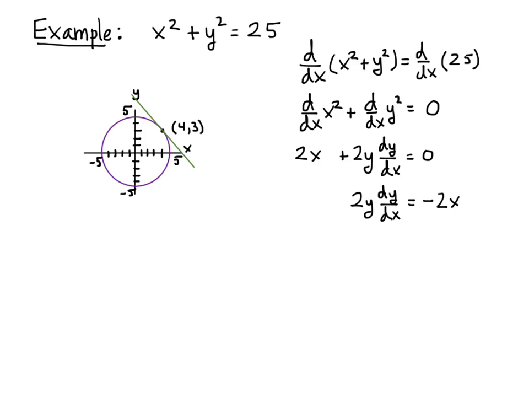Now I'm going to solve for dy dx because what I want is the derivative. So I have this dy dx thing here. And so I'm going to divide by 2y and then cancel the 2's. And what I get is the derivative equals negative x over y.